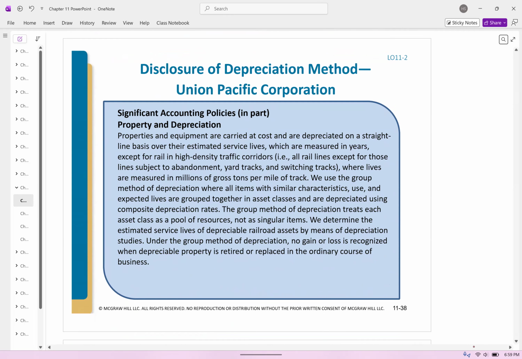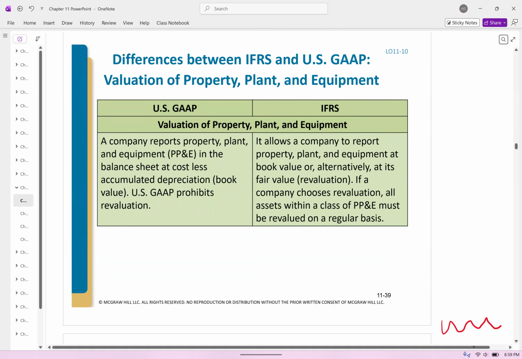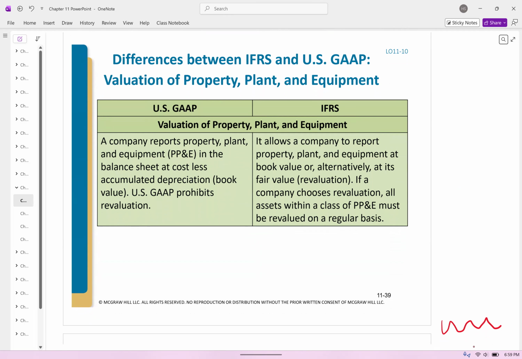Quick look at US GAAP versus IFRS. Under US GAAP, the company reports property, plant, and equipment in the balance sheet at the cost less any accumulated depreciation. GAAP prohibits revaluation, but IFRS actually allows it. It allows the company to report property, plant, and equipment at the book value or alternatively at the fair value. If the company chooses revaluation, all the assets within that class of PP&E must be revalued on a regular basis.